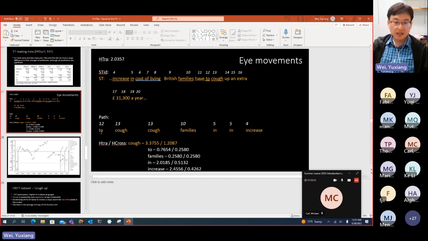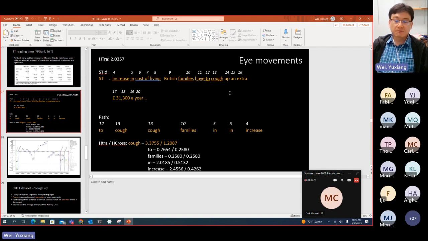The path here is the eye movement path. So the translator stops at the point of cough, and then the eyes move from to cough, and then stay there for a while, and then the eyes move back to families, and then back to in, and then to increase. All these words in the co-text are somewhat related to coughing up, and they facilitate the resolution of the translation problem here, or contextualize a translation choice for this phrasal verb.